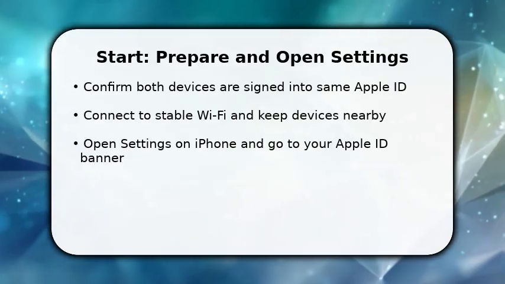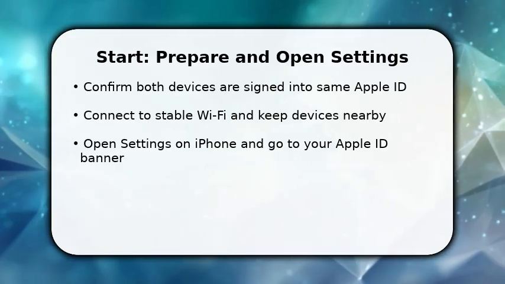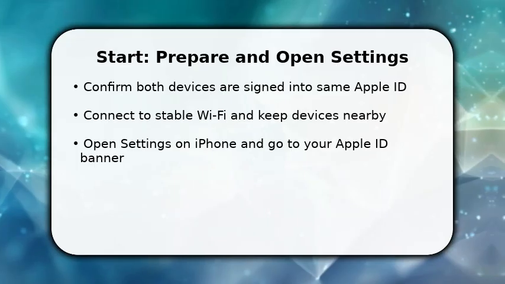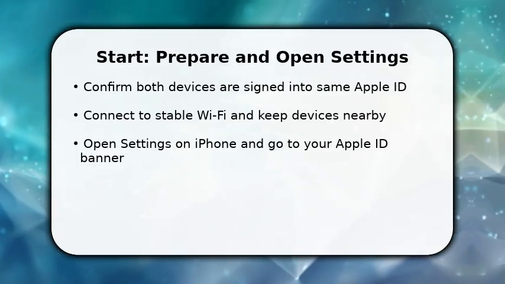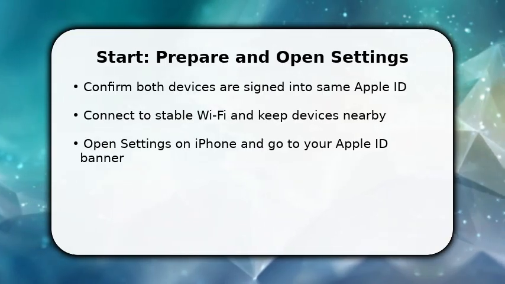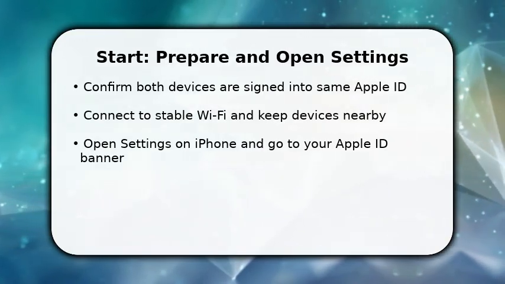You begin by confirming both devices use the same Apple ID and are on stable Wi-Fi. Once done, pick up your iPhone and open Settings. Tap your name at the top to access Apple ID options. Make sure iCloud is visible because you'll turn off specific sync features there.